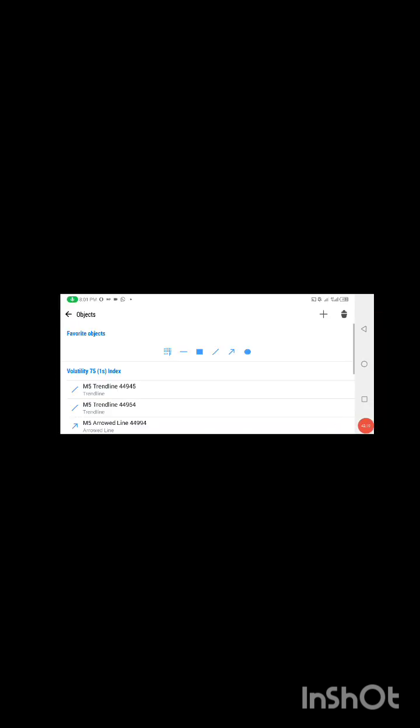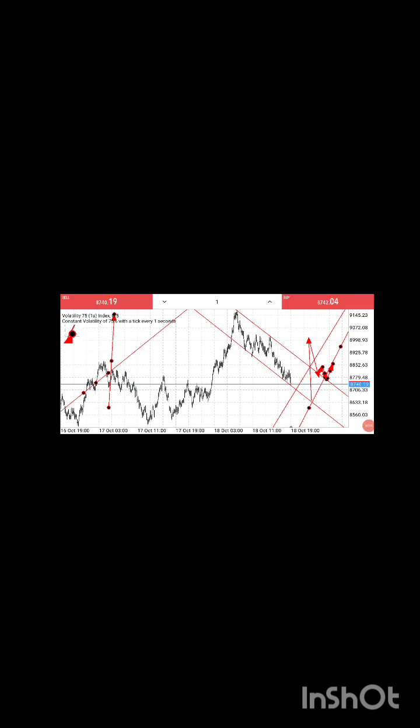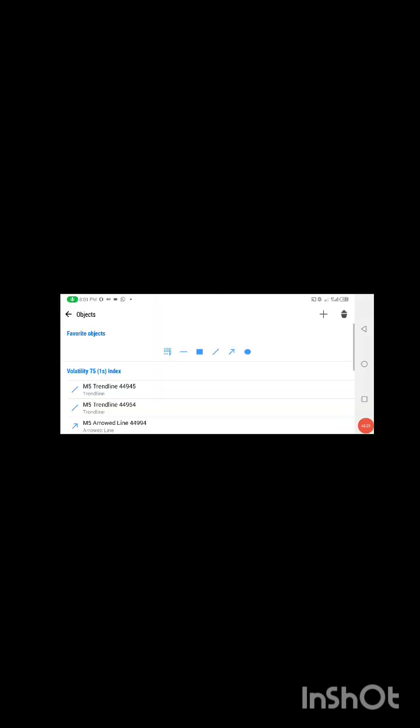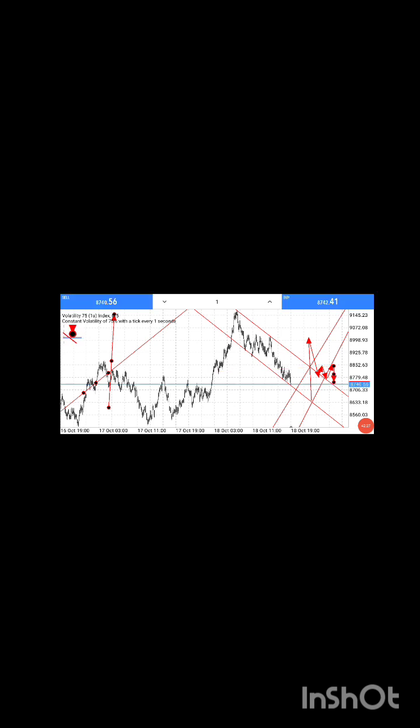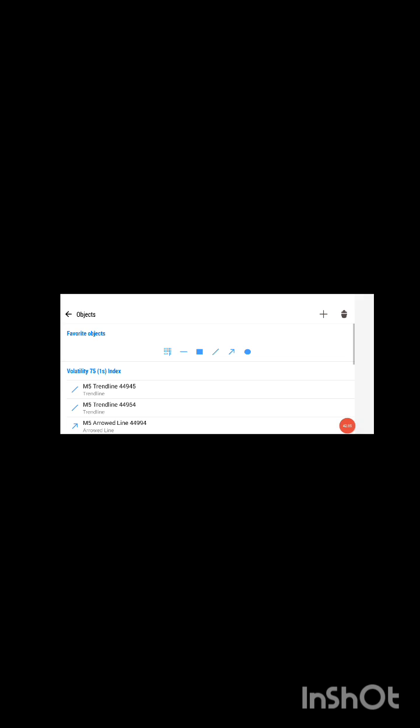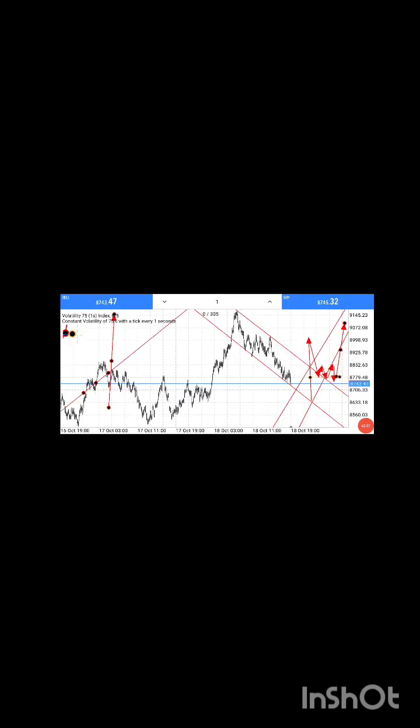Why is it creating this range? It's just doing it to distract people, to make traders do the wrong thing. But if you understand seasons, you'll be looking for a buy. You look for a buy here. So this is the right time to buy.